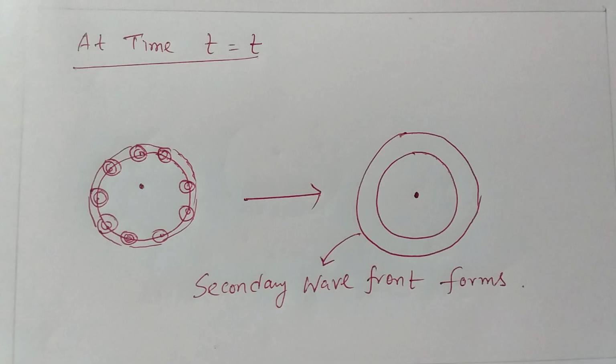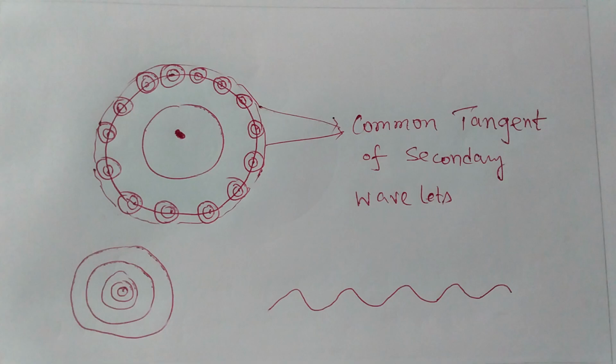At time t, the secondary wavefront is generated and propagation starts. If a normal is drawn to all the spheres, we get a common tangent. Similarly, the common tangent of the secondary wavelets again forms a wavefront. Hence, as time increases, concentric wavefronts are generated.